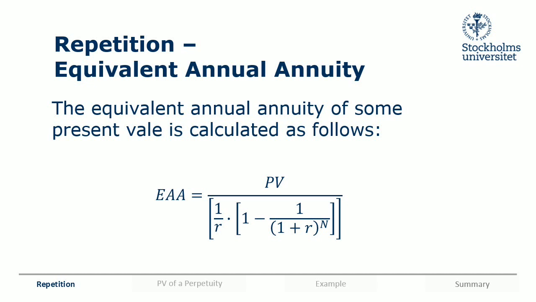So obtaining some value today, the present value, is equally good as obtaining another value, the equivalent annual annuity, every year for n years, if we discount all future cash flows with this interest rate.